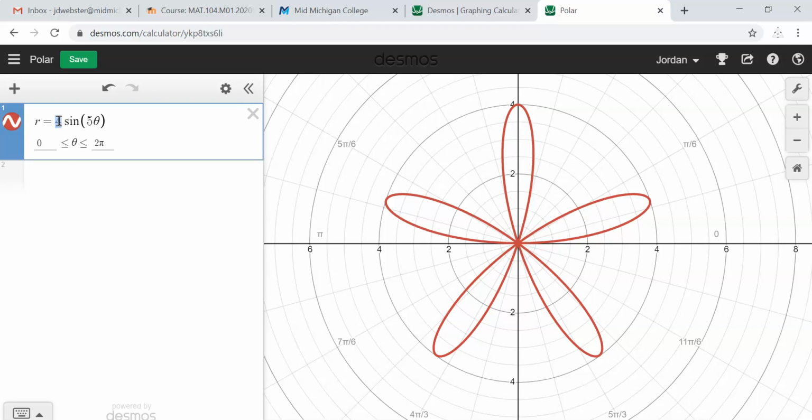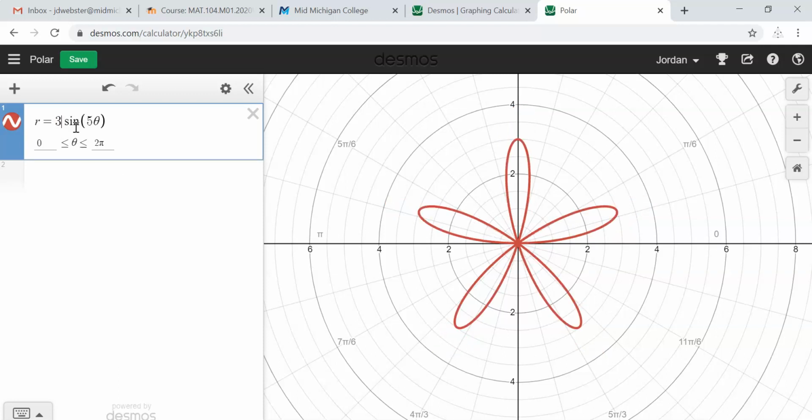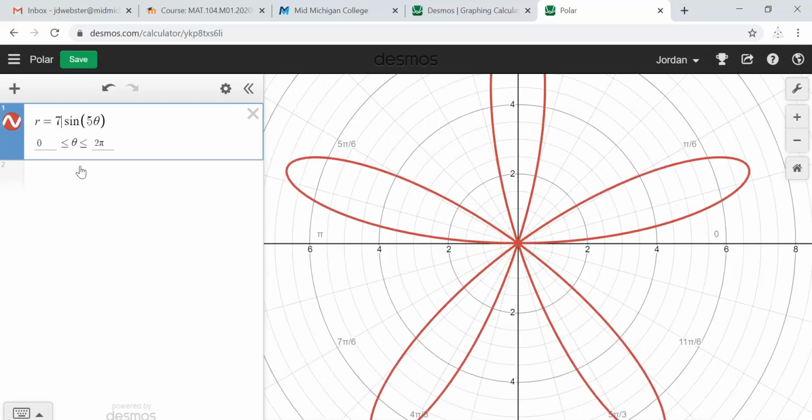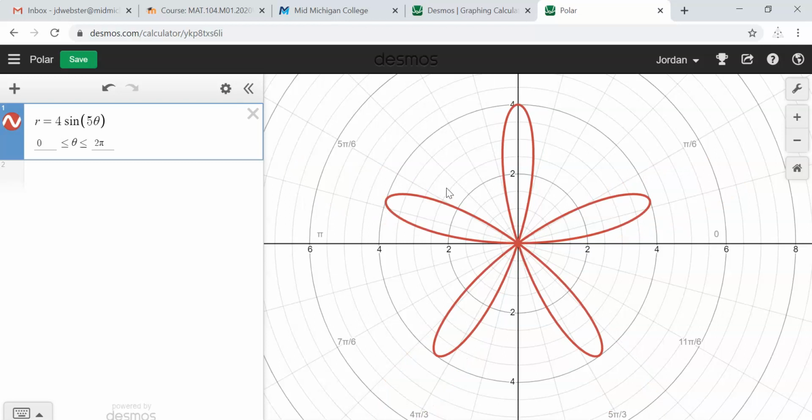And obviously, notice the coefficient here. The coefficient of 4 determined how far out each petal went. So it was out 4 units away from the origin at that petal's maximum value out. If you change that 4, let's say, to a 3, you only go out 3 units from the origin. If you change that 4 to a 7, now I'm going out 7 units from the origin. All right, so there you go.